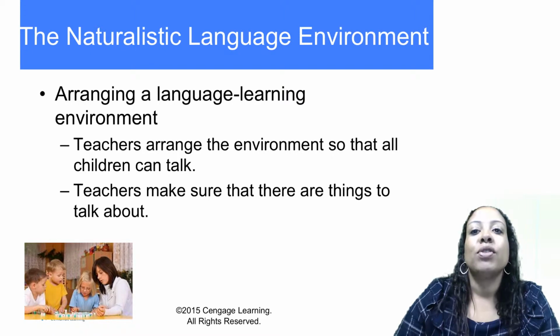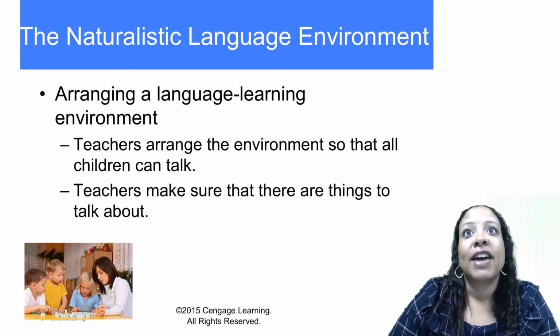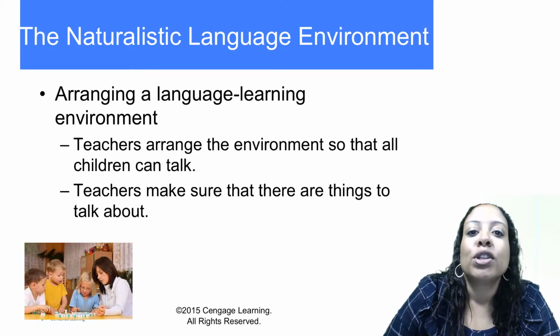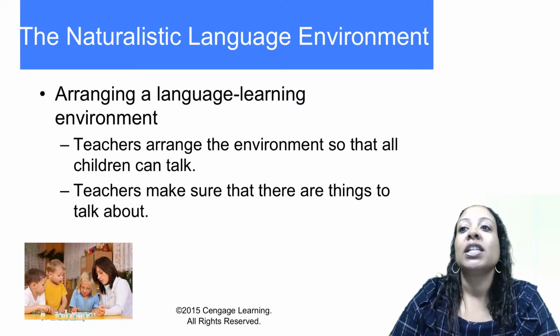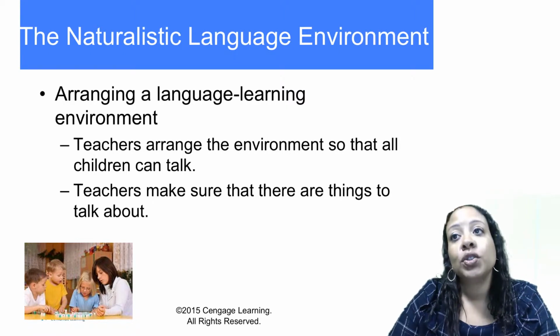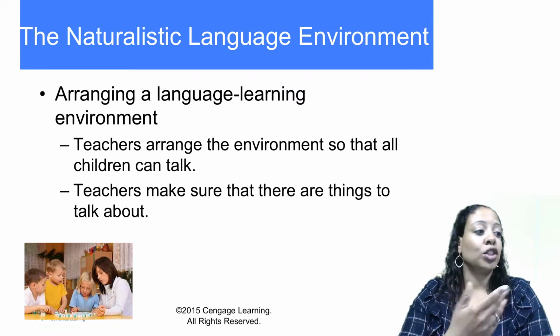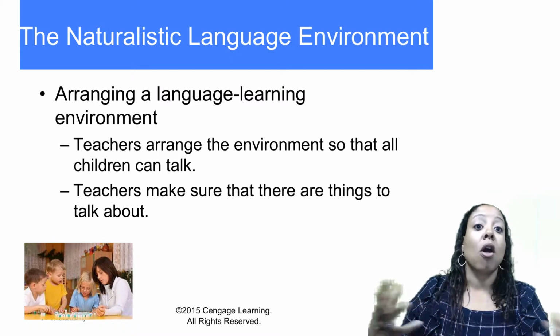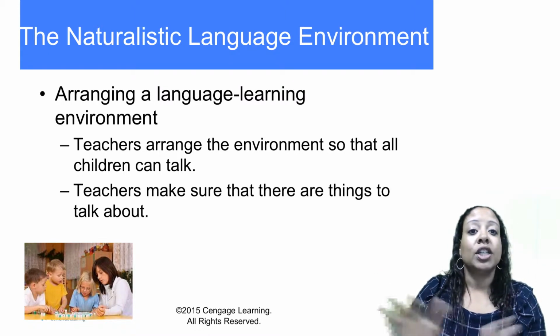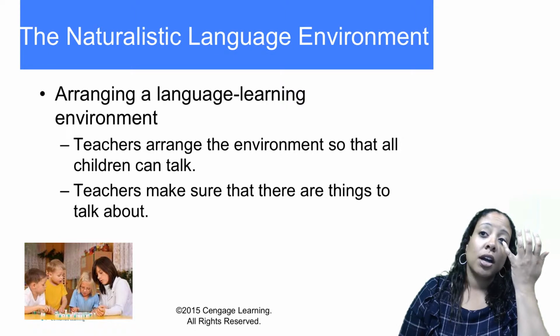So now we're going to move to the naturalistic language learning environment. Arranging a language learning environment. Teachers can arrange the environment so that all children can talk. So making sure that all children are all visible, can see each other. The teacher can see all the children so that they can talk to one another.